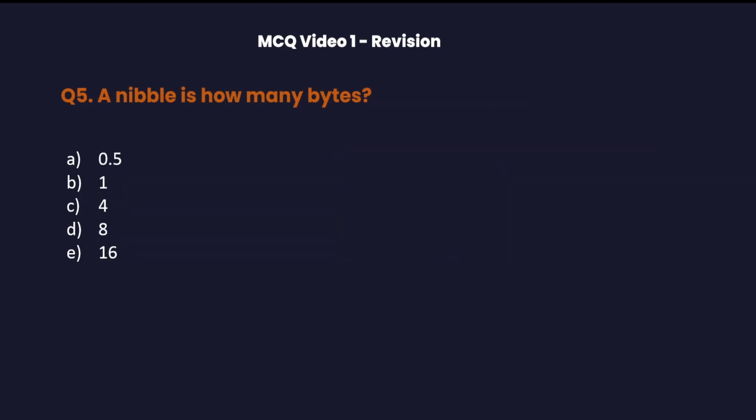Question number 5. A nibble is how many bytes? The right answer is option A. Remember, a nibble is 4 bits and 1 byte is 8 bits. So nibble is 0.5 bytes.